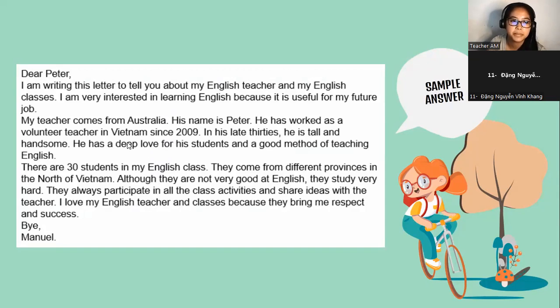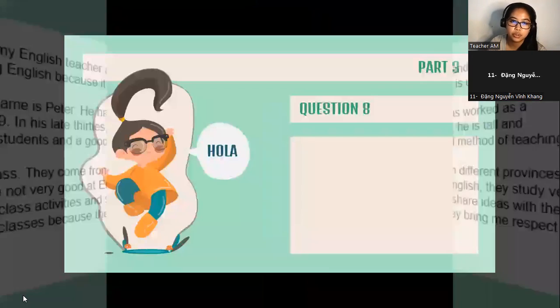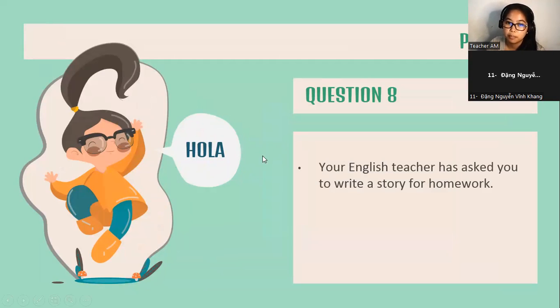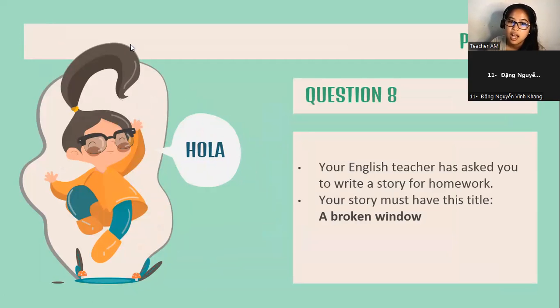Bye. Okay, so thank you for reading that one, Vin. So this is the sample answer in writing a letter to your friend. Okay, so this is question number 8. Your English teacher has asked you to write a story for homework. So your story must have this title, A Broken Window.